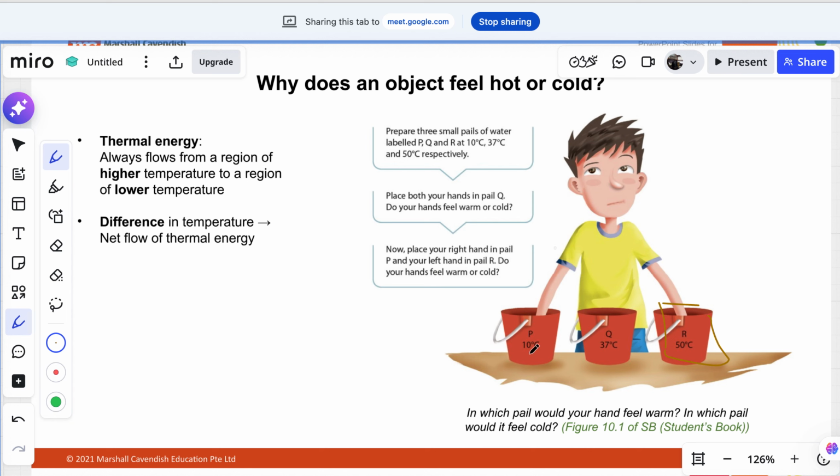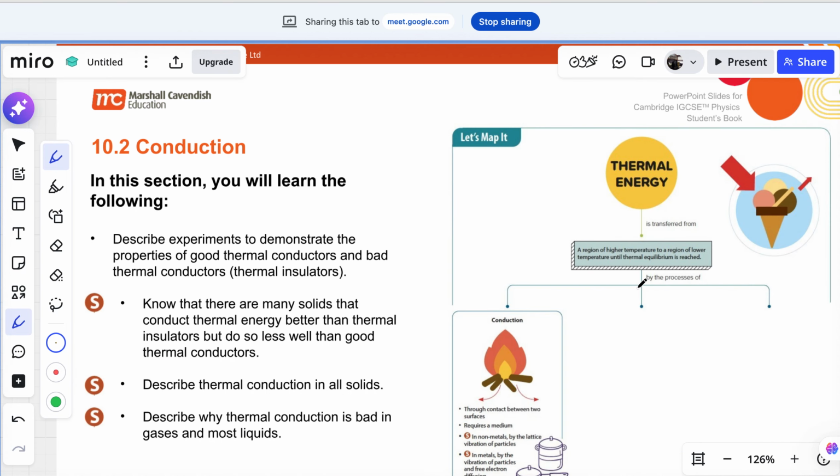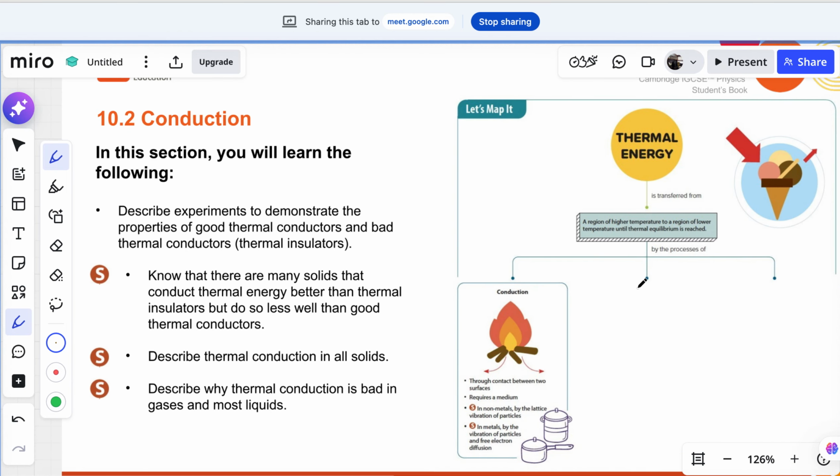Now here, the body will feel cold because our body transfers energy from our hand to this bucket of water. So the body will feel cold because heat energy at 37 in our body will flow into the water. The next thing is to quickly look at 10.2, which is conduction.